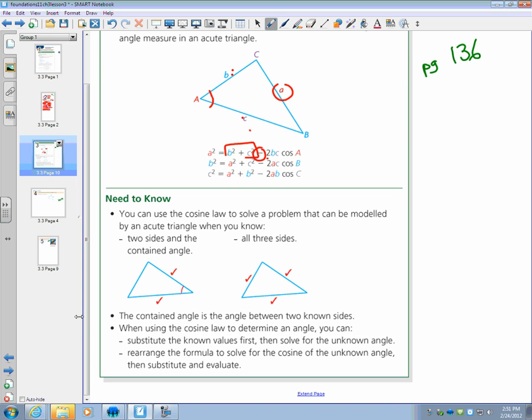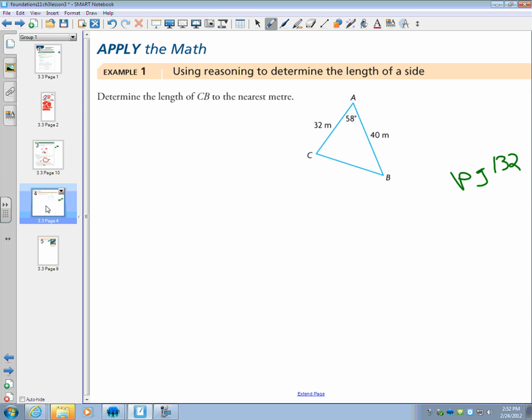So in order to use cosine, we need to know any two sides and a contained angle, so we don't know the opposites. If we did know the opposites, we could use the sine law. Or if we know all three sides, then we're going to use this. The contained angle is the angle between the two known sides. When using the cosine law to determine an angle, you can substitute the known values first, then solve, or rearrange and then sub in.